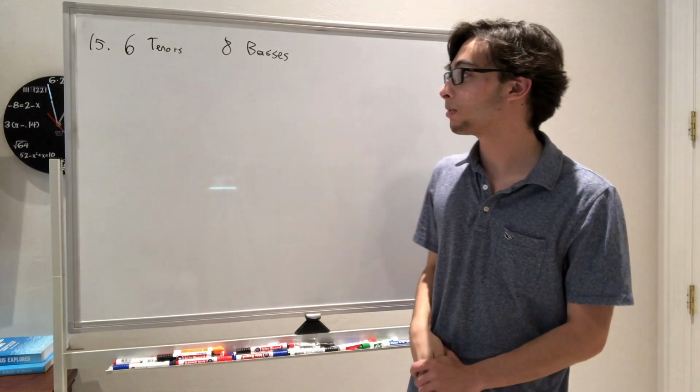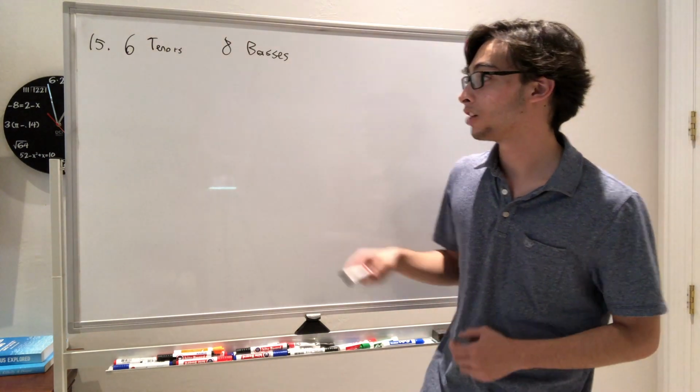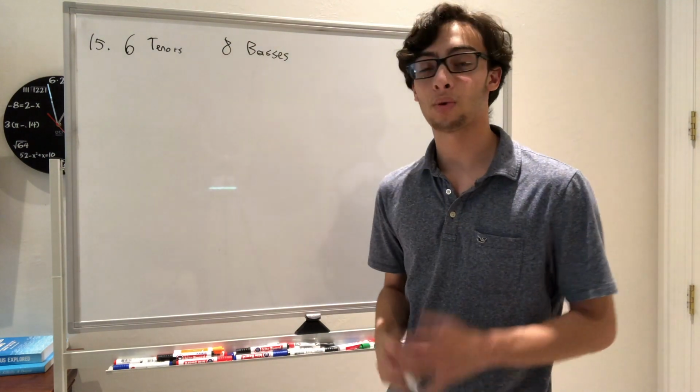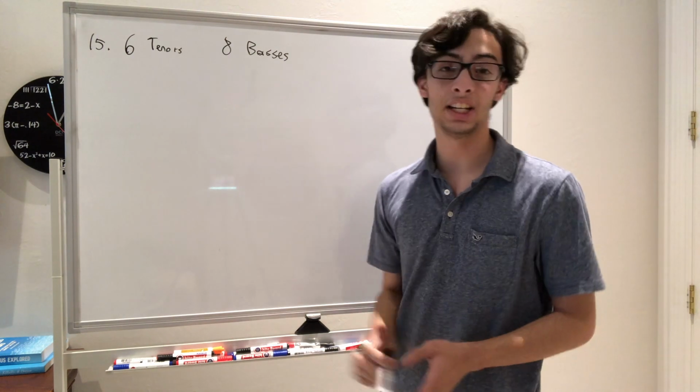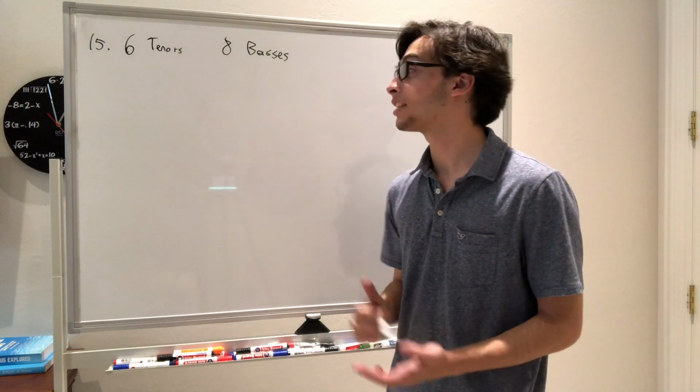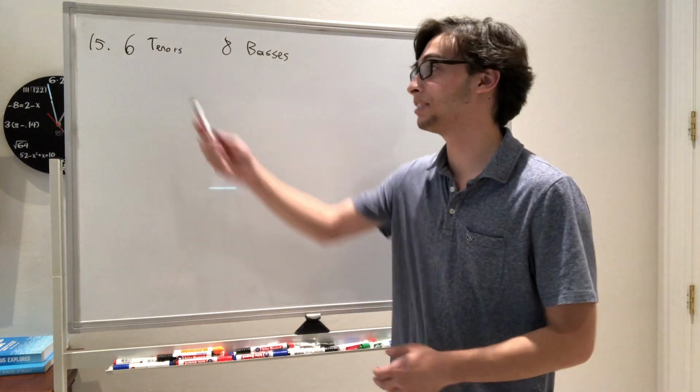Question 15 asks how many ways there are to choose a group of singers from 6 tenors and 8 basses, but the requirement is that the difference between the amount in each has to be a multiple of 4. And there has to be a singer, so you can't have 0 of each.